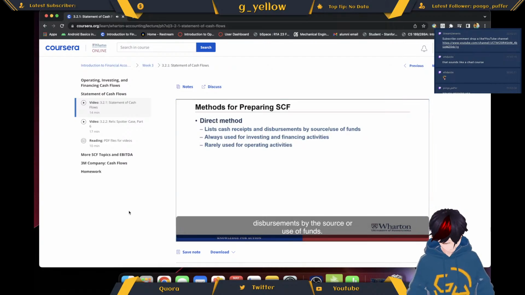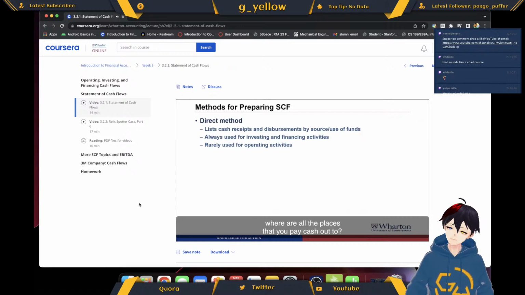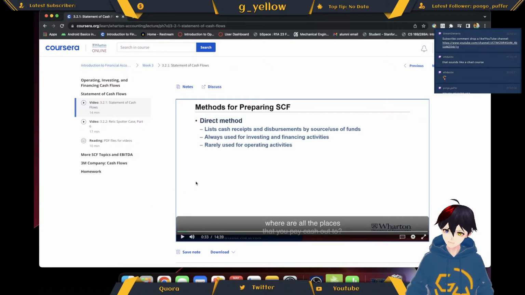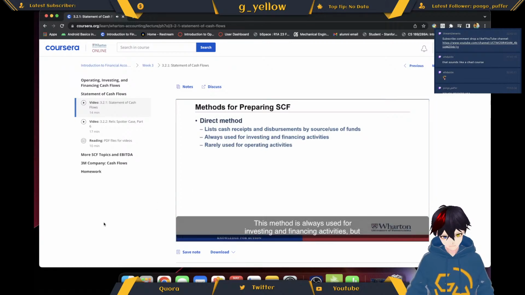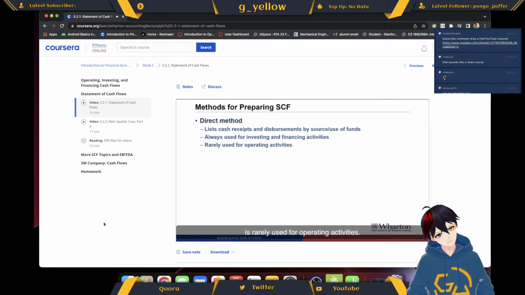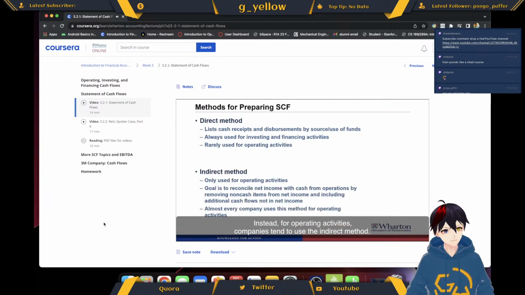And disbursements by the source or use of funds. So where are all the places that the cash came from? Where are all the places that you paid cash out to? This method is always used for investing and financing activities, but is rarely used for operating activities. Instead, for operating activities, companies tend to use the indirect method.